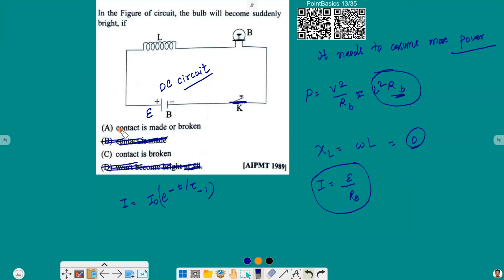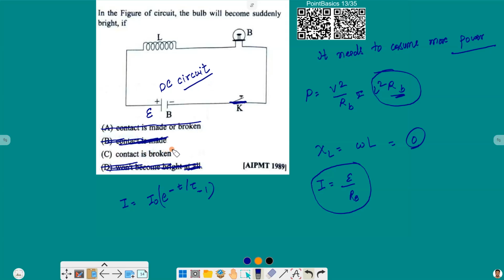In A, when contact is made or broken; in C, the contact is broken. So in this, when contact is made, we know that current will start from 0. So the bulb will not have the highest intensity or highest current flowing through it. So it will not glow to its maximum power. So A is again rejected.